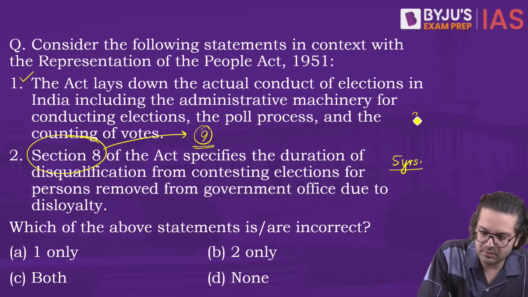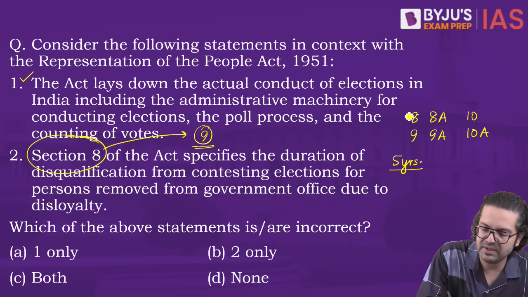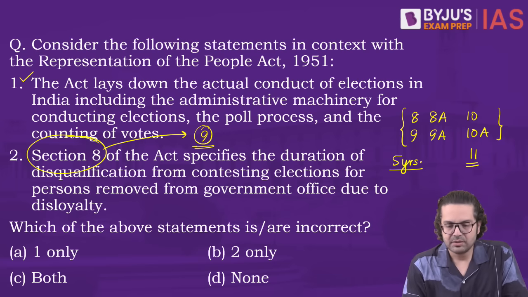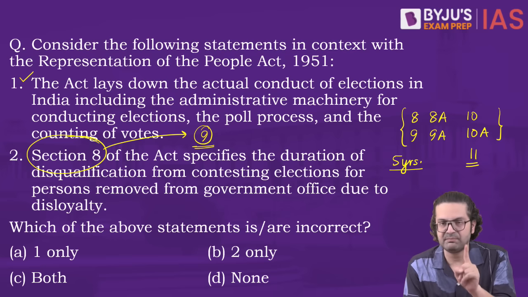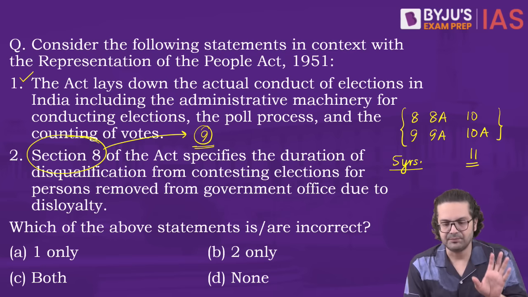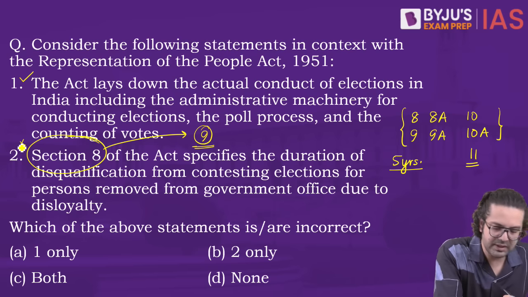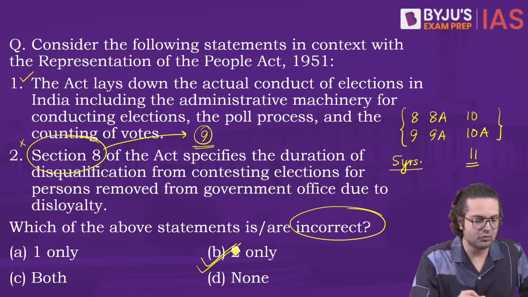I think you all are aware of Section 8, 8A, 9, 9A, and of course 10 and 10A. If not, please remember all these sections, including Section 11, which gives the Election Commission the special power to either remove or reduce the period of disqualification, but with reasons to be recorded. This is important. So 2 is wrong, 1 is right. Which of the statements is or are incorrect? Right answer is B, 2 only.